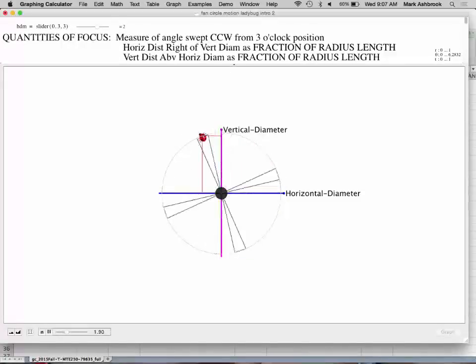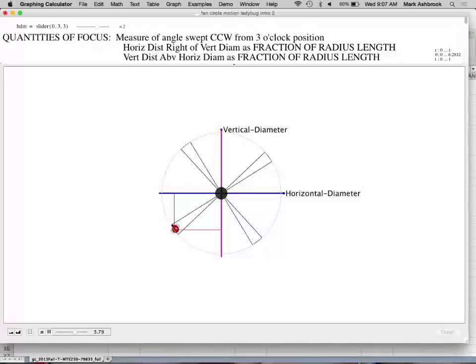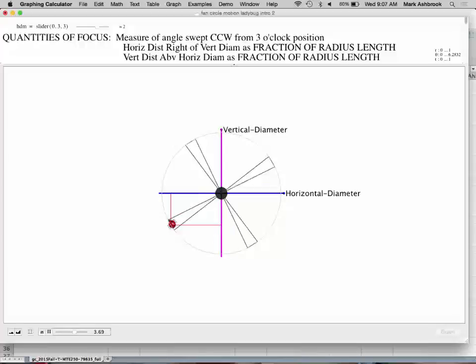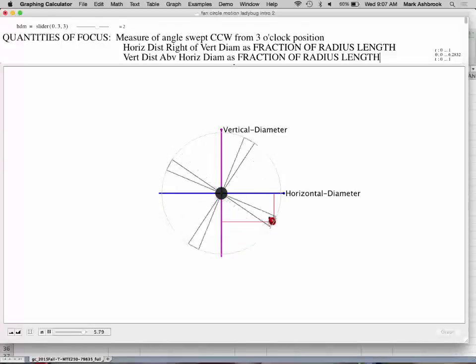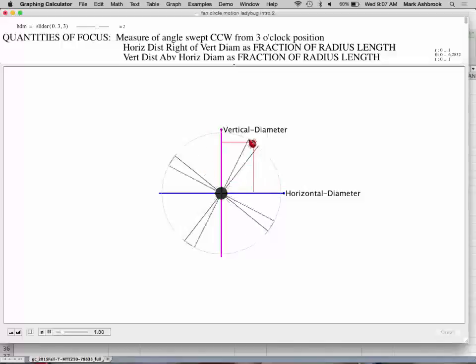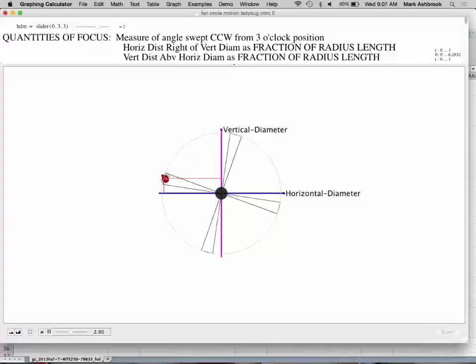What's its maximum value? For what angle swept counterclockwise do we get the maximum vertical distance of 1? Pi over 2. And the minimum is at 1.5 pi, or 3 pi over 2. It's going to be -1, that vertical distance.